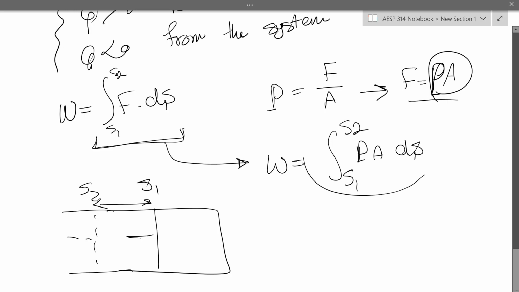So, how can I change this equation a little further to make it look more like a thermodynamic equation? In thermodynamics, we usually deal with equations of state, like the ideal gas law, PV equals nRT, or P equals rho RT. So we usually deal with volume, density, temperature, pressure. We don't really deal with the area or the distance traveled. So how can I change this to be a little more thermodynamics friendly?